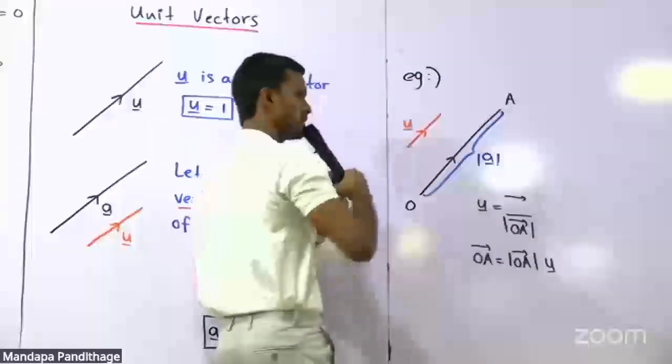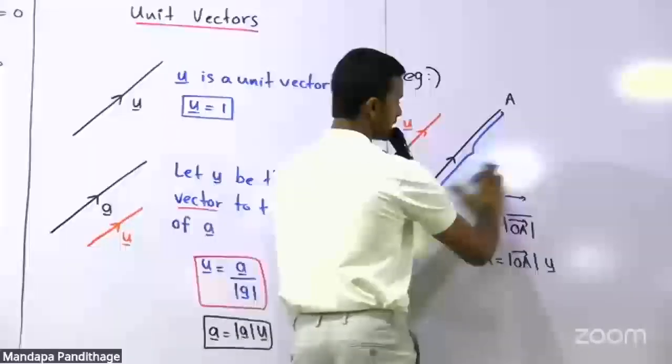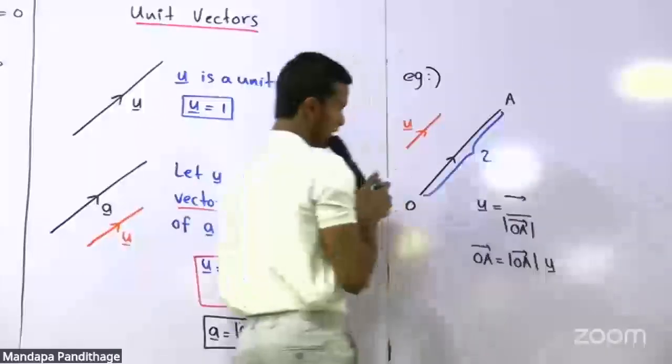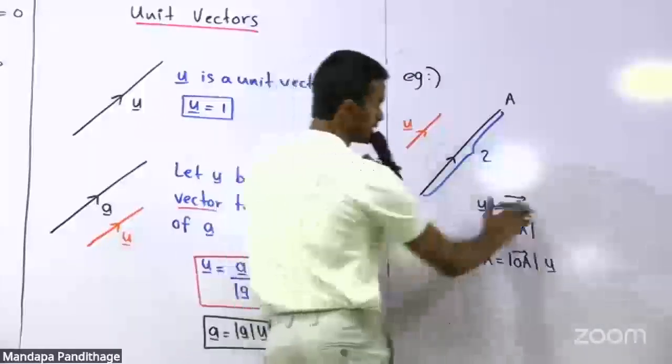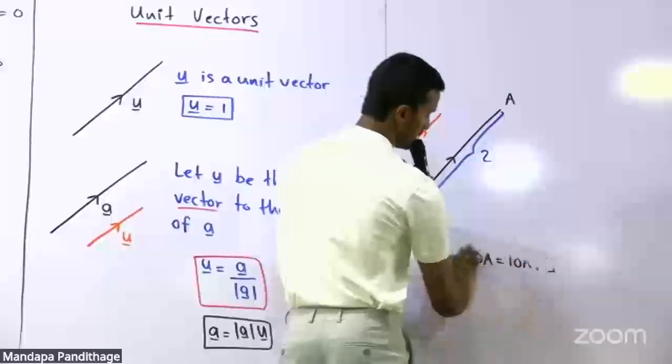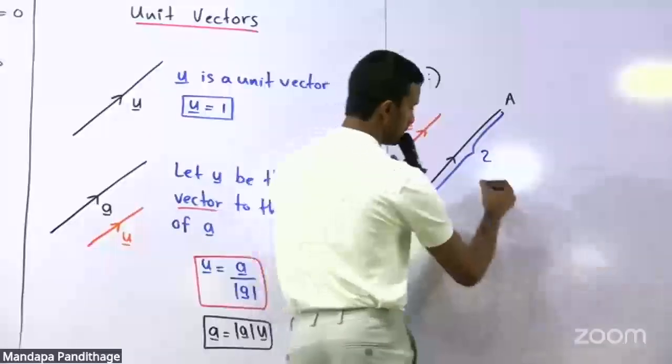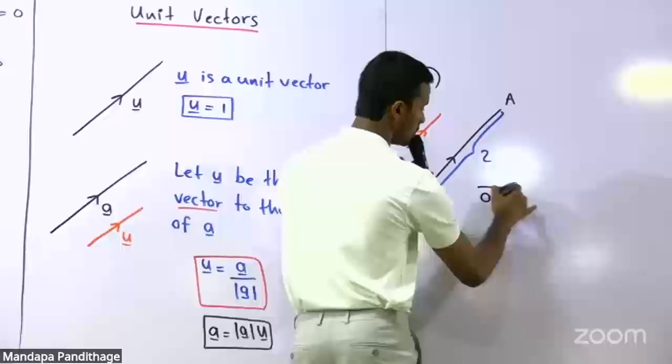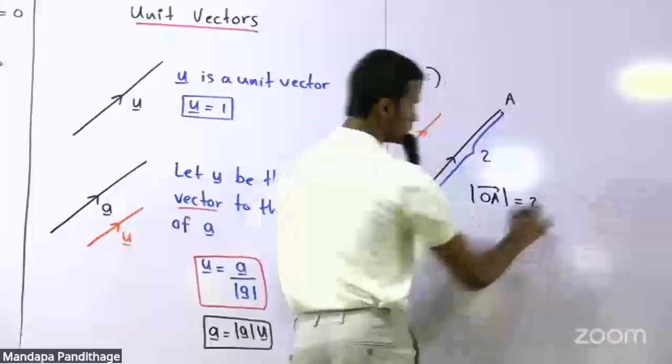So here I'm taking the length of this line segment as 2. The length of the line segment is equal to 2, which means the magnitude of vector OA is equal to 2.